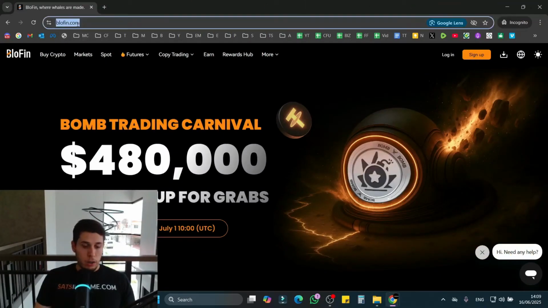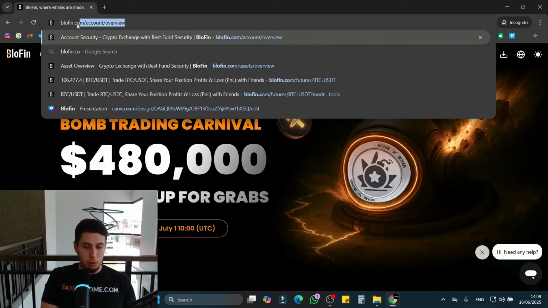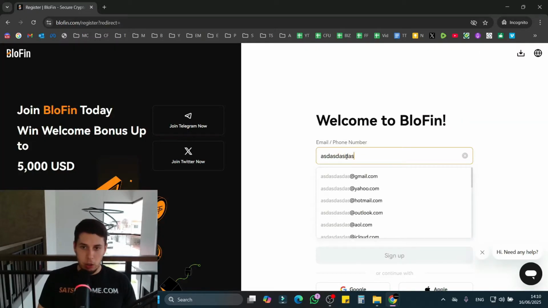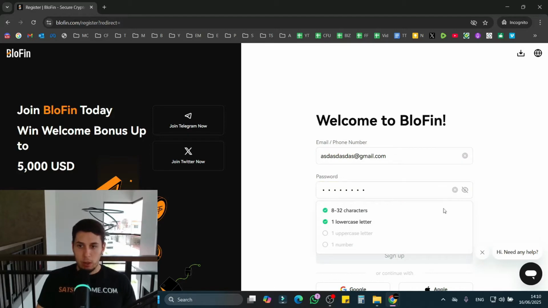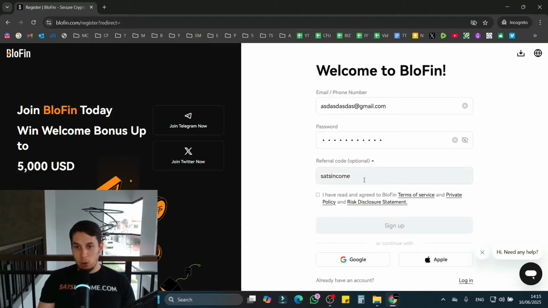To open an account is very easy. All you have to do is go to their website blofin.com, then click on sign up right here, add your email address, password, then click right here to add referral code, and you can add SATS income. After you add the referral code right here, all you have to do is click on I have read and agree to their terms and sign up. The process is pretty straightforward.